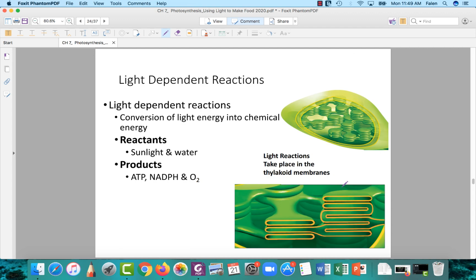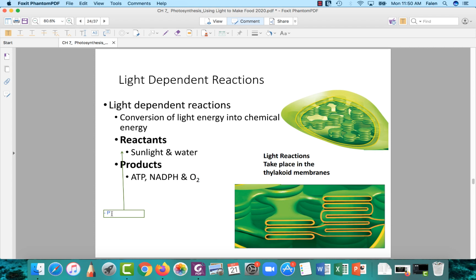So light-dependent reactions. Let's kind of break this down really quick. What are the reactants and products? Pretty straightforward. In order for light reactions to take place, we're going to need light, sunlight, plus water. Why do we need sunlight? What does the sunlight do for the plants?